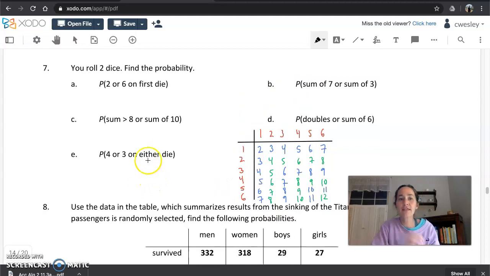For 2 dice, I want you to pause the video and construct this little table here. I did it already to save us time. We want sums on the 2 dice, and this table just comes in handy so often. So you're adding the numbers there.